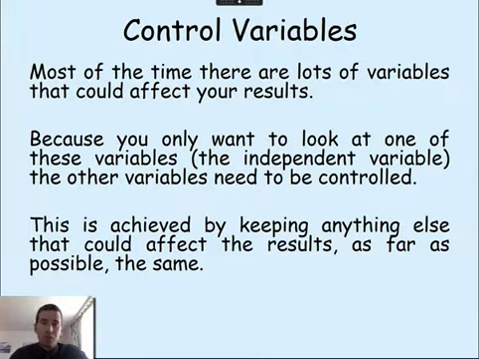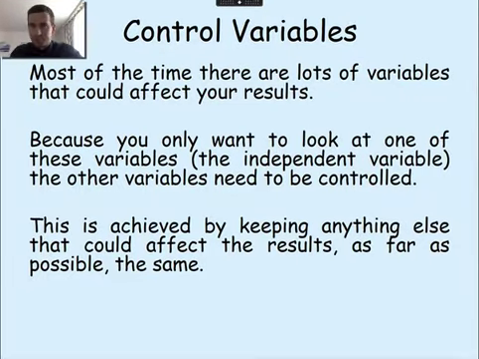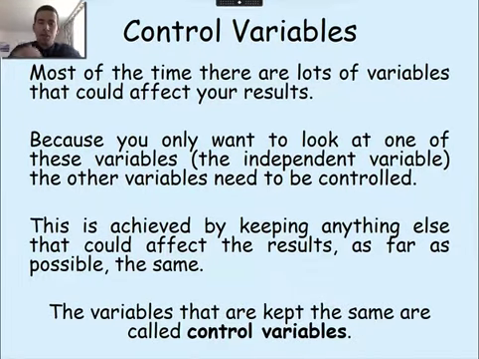So how do we do this? Control variables, they are having an effect on the dependent variable, but if we keep them the same so that it has the same effect each time, then we say it has been controlled. It is therefore not causing additional changes to your results. So variables that are kept the same are called control variables.